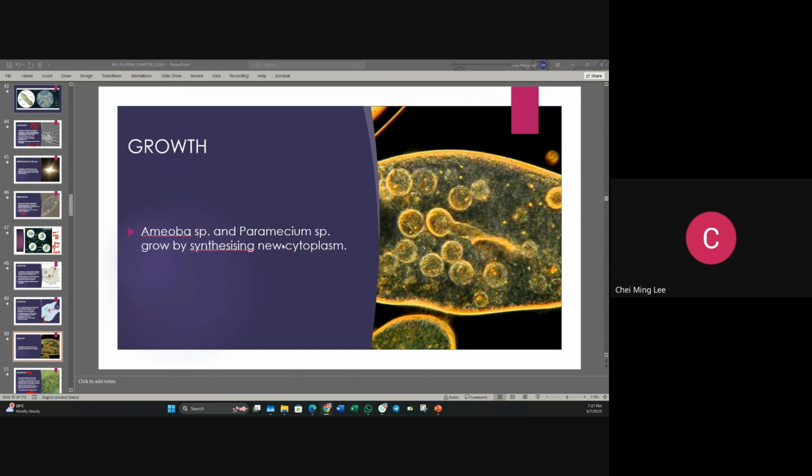All right, now for growth. These two, amoeba and paramecium, grow by synthesizing new cytoplasm. It's actually like us humans. We synthesize new protein, new cytoplasm, then create new cells. From there, we will grow. So their way is also the same. It's just that because they are unicellular, they just need to grow their cytoplasm. That is enough. Okay. All right. Got this now as well.